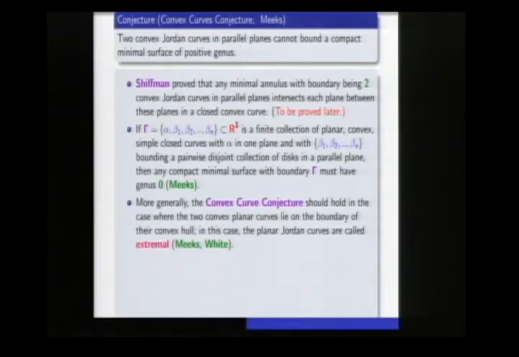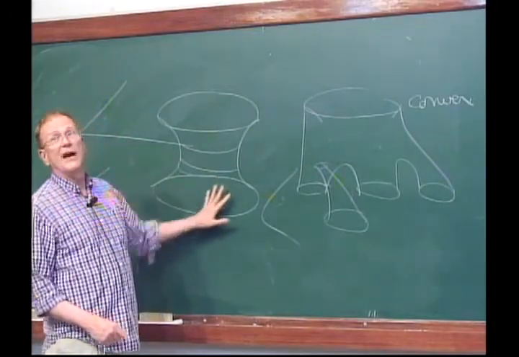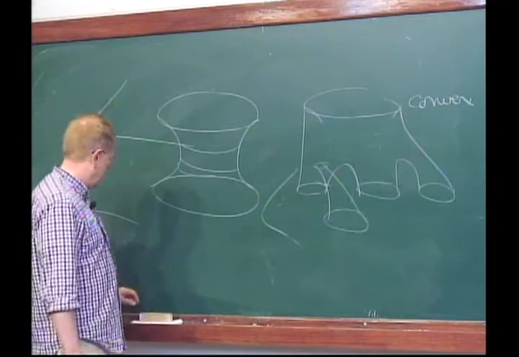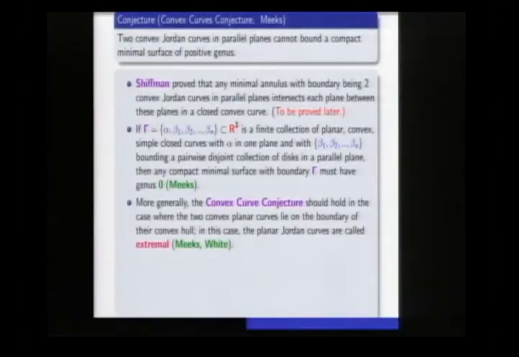Okay, and then there's another thing. We like to always classify all the examples. Since we don't know that you don't have higher genus, we believe there are no higher genus examples, but we don't know how to prove that. So let's assume we have genus 0. That means we're looking at annuli. So we have two convex curves here, and we want to classify the space of all minimal annuli. And again, I'm going to at least sketch the proof of that.